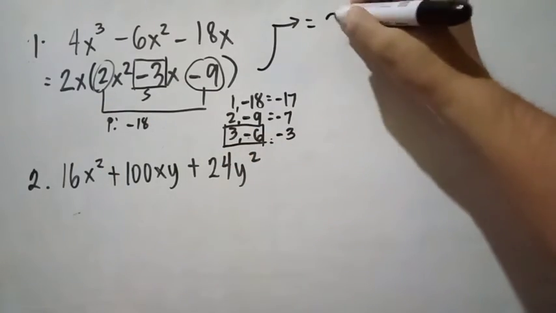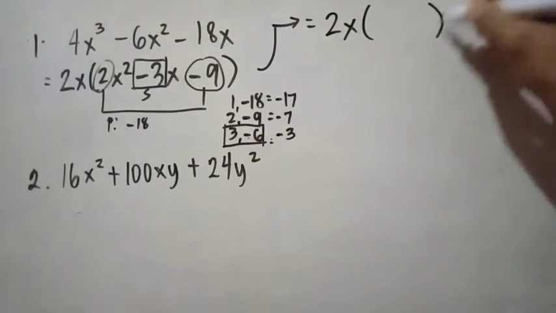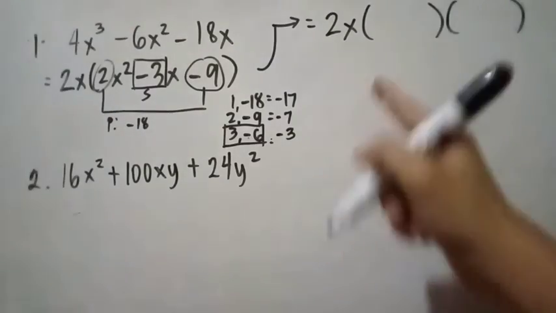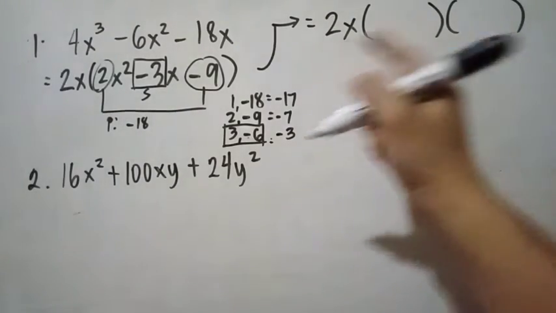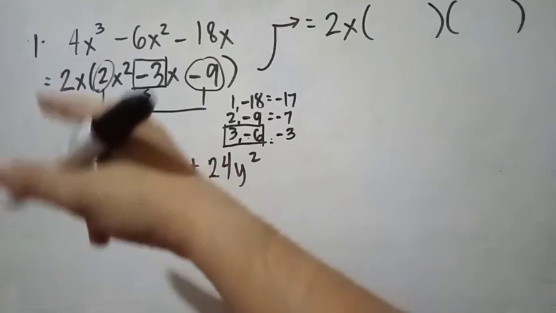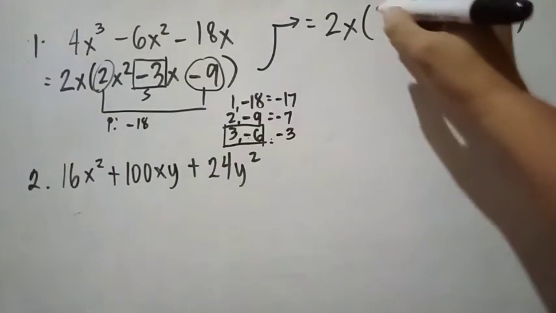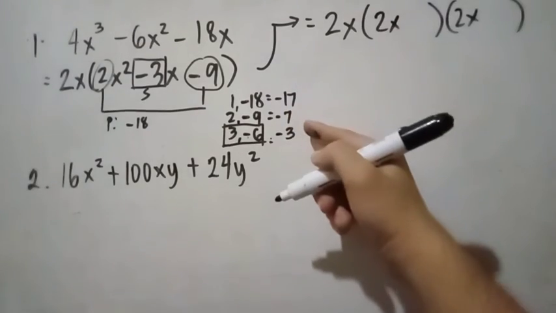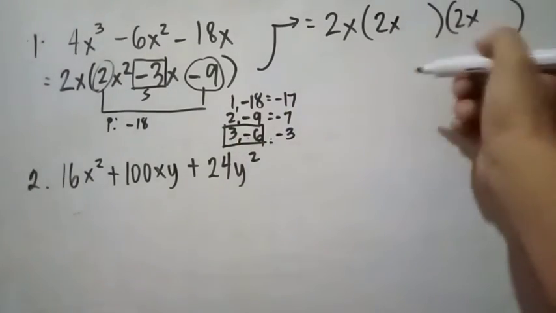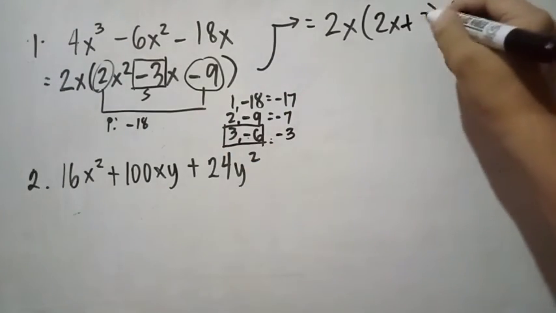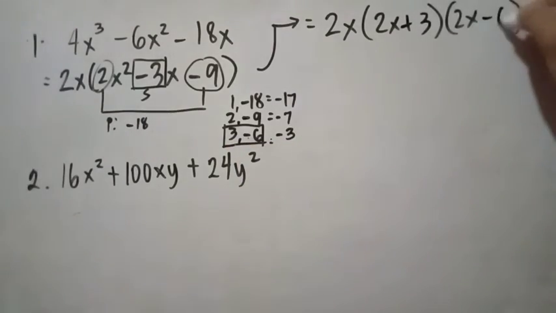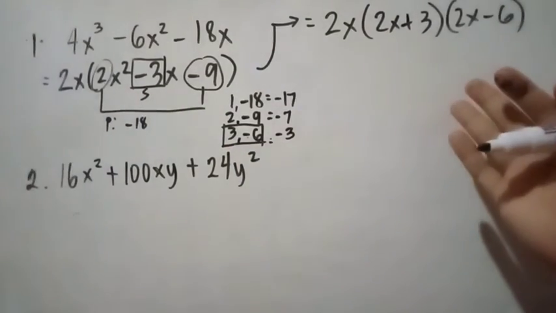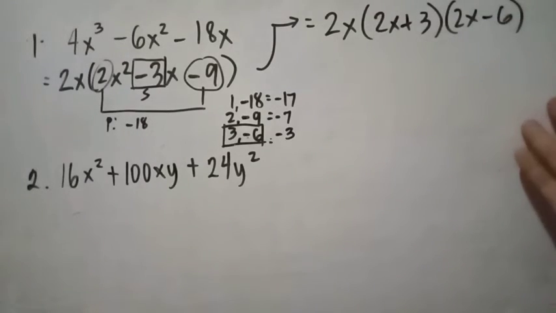Unahin muna natin yung 2x. Yan, huwag kalilimutan. Tapos, meron tayong dalawang binomial. So, yung first term ng binomial ay nakabase dito sa leading coefficient na 2. So 2x yung first term. Tapos yung second term natin, o yung last term, ay positive 3. Ayan. And negative 6.